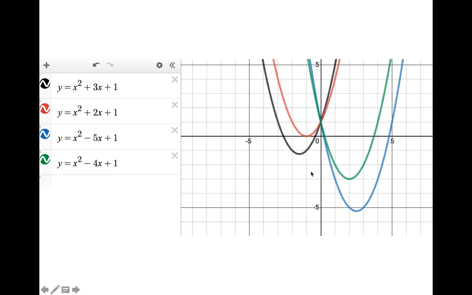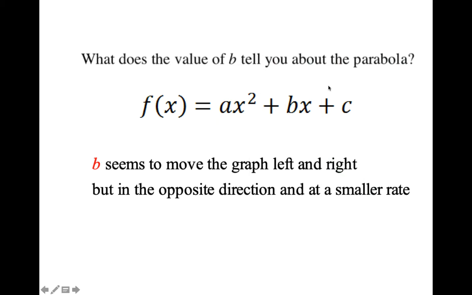Now, it doesn't seem to be moving in the exact same way. If you look at, let's see, with negative 4, it's moving over to the right, but it didn't move 4 over, it moved 2 over. And then when it was minus 5, it moved 2.5, and so on. So we come to the conclusion, it's rather a vague one, but B, what does B tell you about it?